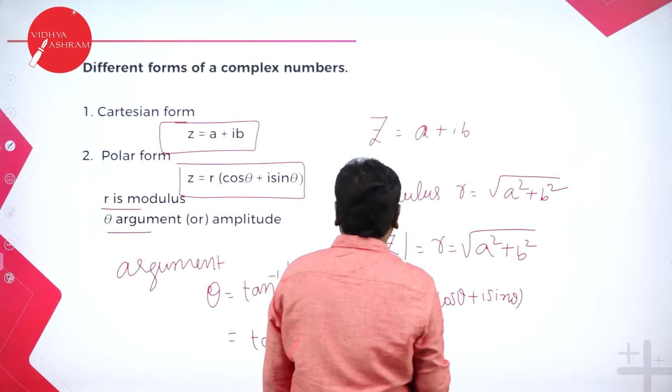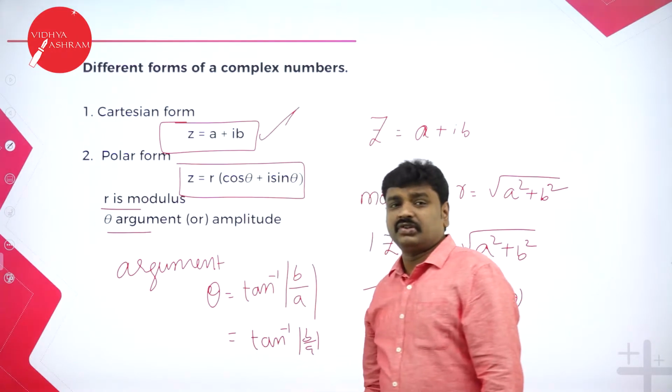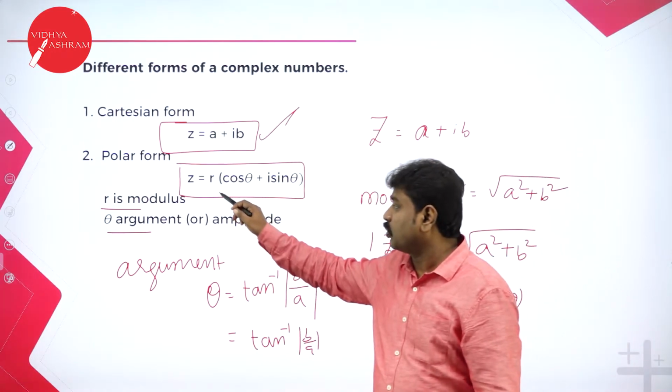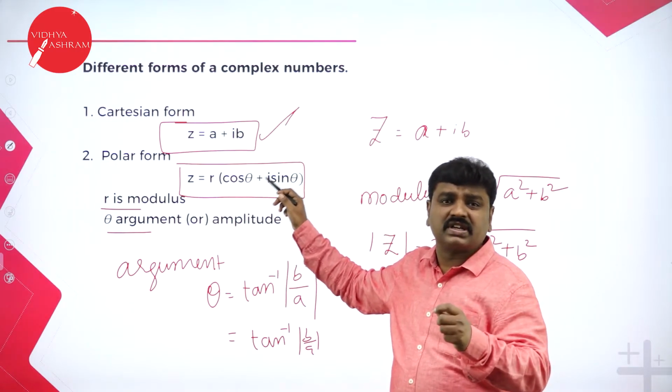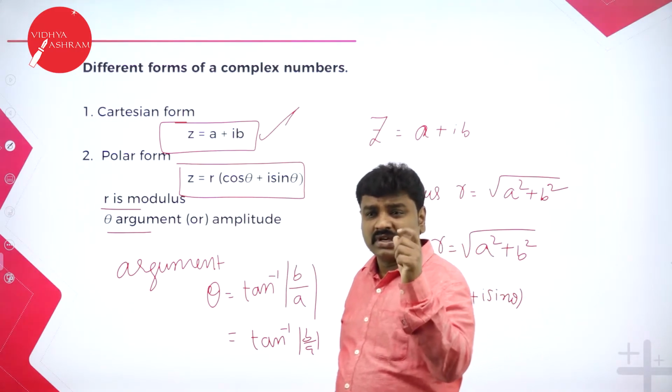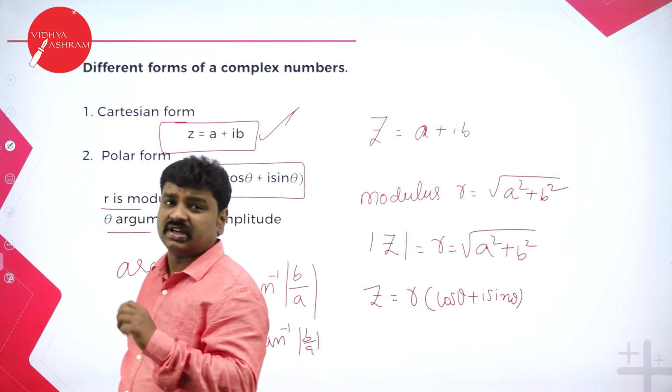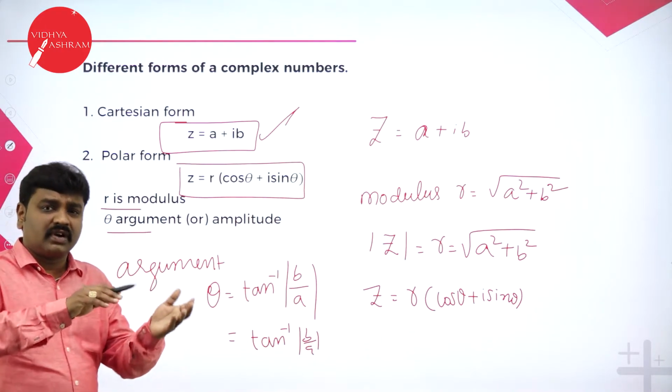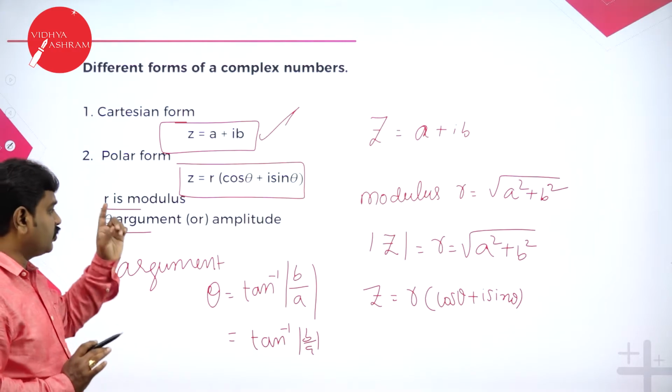So there are two forms of a complex number. One is the Cartesian form, z is equal to a plus ib. The second one is the polar form. Polar form is z is equal to r cos theta plus i sin theta. We call it polar form. If you want to convert Cartesian form to polar form, first you need to find the modulus.